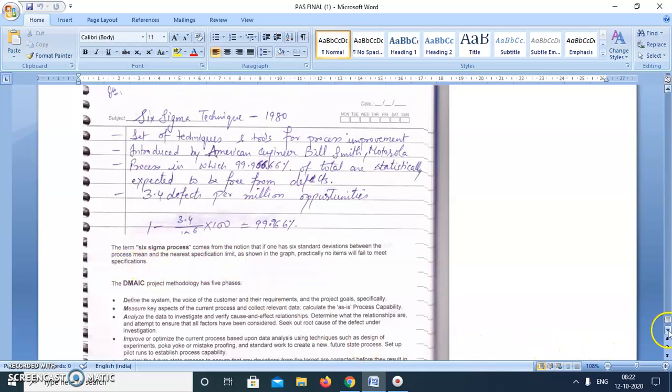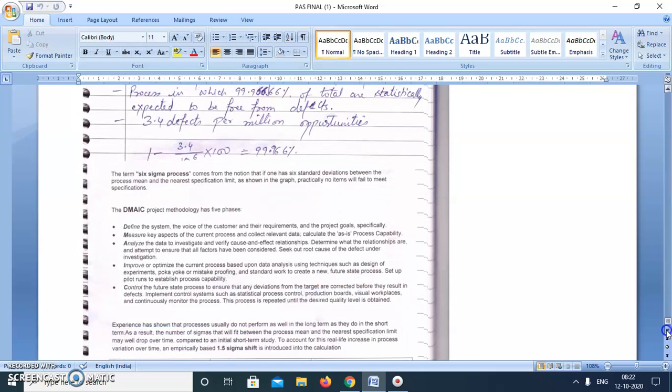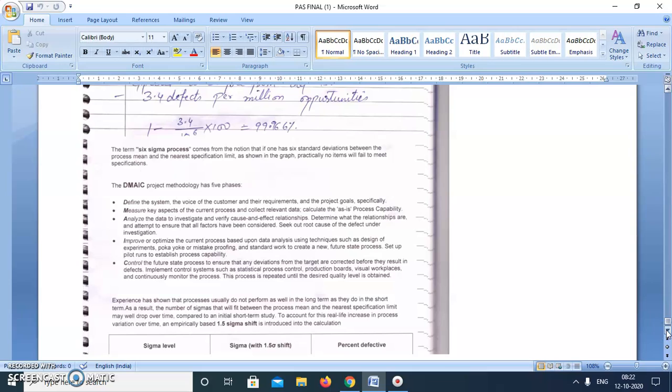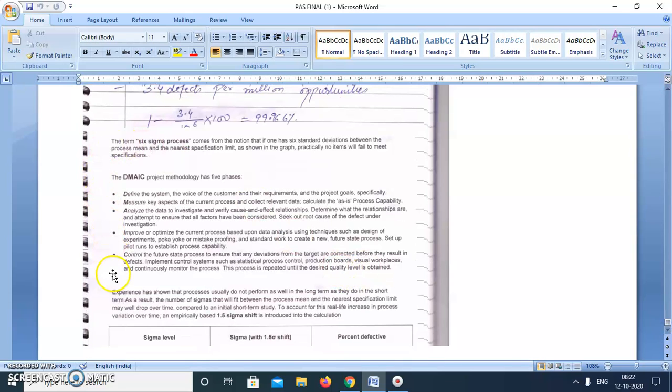So the main gist is that when we are shifting from 3 sigma limits to 6 sigma limits in the range, we are talking about more strict quality control, and we are basically talking about minimizing the variability in the process so that defect free products will be there, and the only expected defects are statistically 3.4 per million, which is very low.